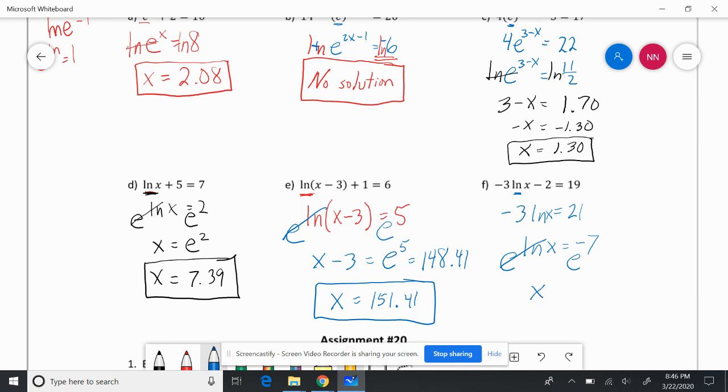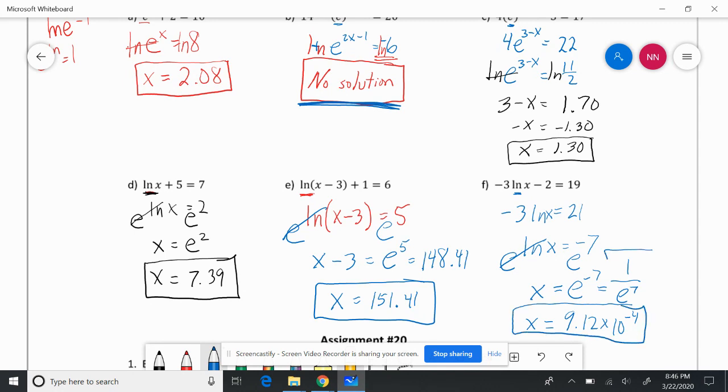This is a little bit different. Notice that on letter B, when we had a negative, it was no solution. But in this case, when we have e to the negative 7, remember it's the same thing as 1 over e to the 7th. So what we have is a really small number, and that would be 9.12 times 10 to the negative 4. Now, if you don't like nasty numbers like that, you could technically just write your answer as 1 over e to the 7, and that would be a valid answer also.